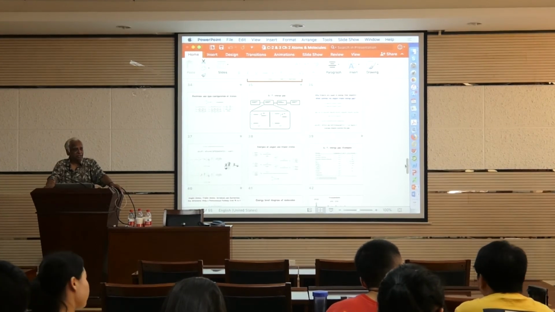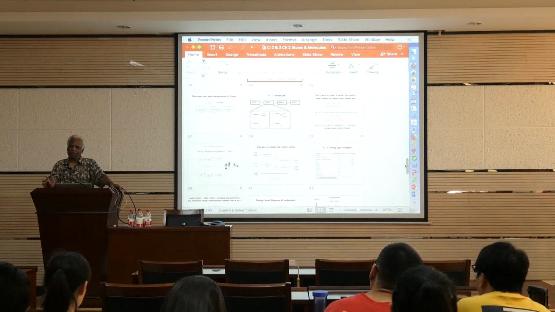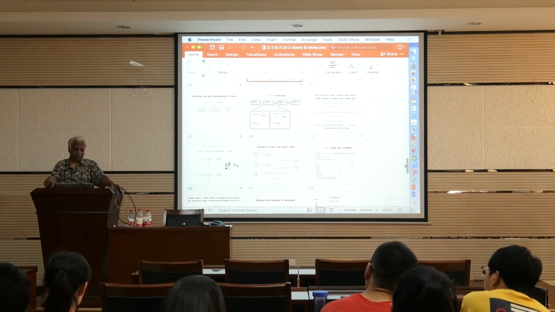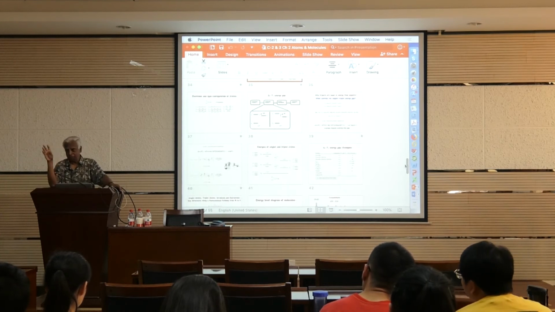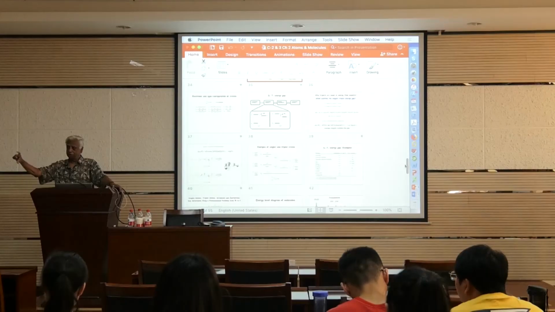So the question is, if you have the n to pi star electronic configuration, the energy difference between the singlet n to pi star and the corresponding triplet n to pi star, and you have another molecule with a pi to pi star singlet and pi to pi star triplet, the gap between the singlet and the triplet, which of these two will be larger?